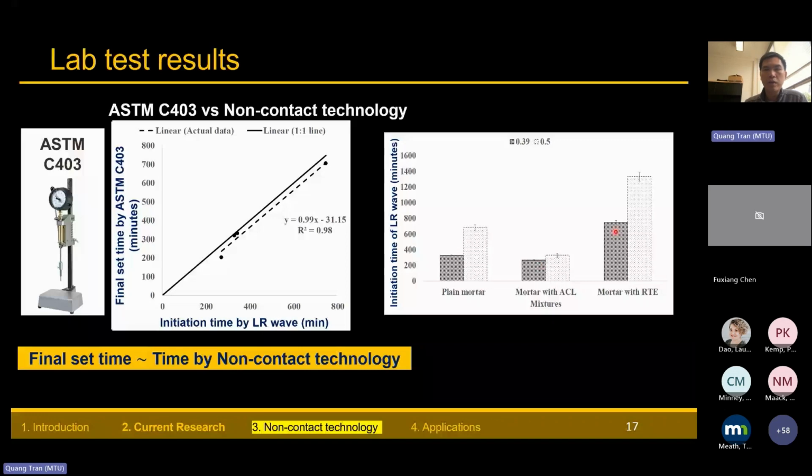And using the non-contact technologies, we see that it's in very good agreement with all the hypotheses and with the rules that we know by the water cement ratio or by the chemical admixtures, right?